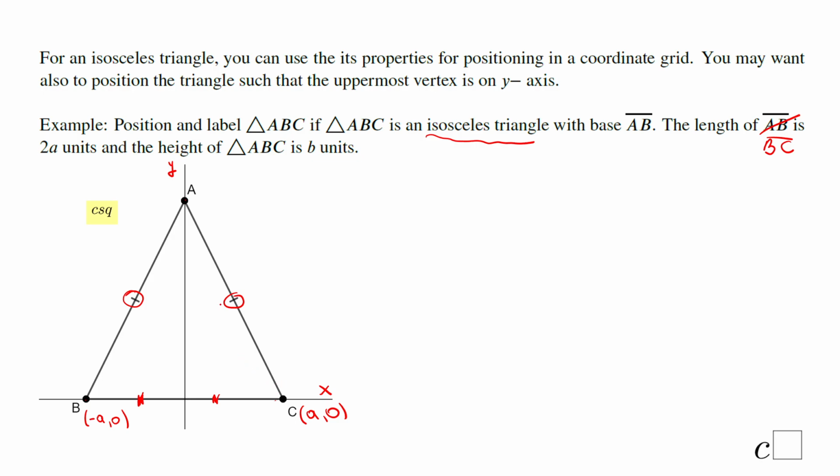And I use the property of the isosceles triangle, which tells us these 2 pieces are congruent because the height, which is this segment here, also bisects the base, in this case BC. And one more thing, the height of ABC is B units, so that means this point A is at 0 and B.